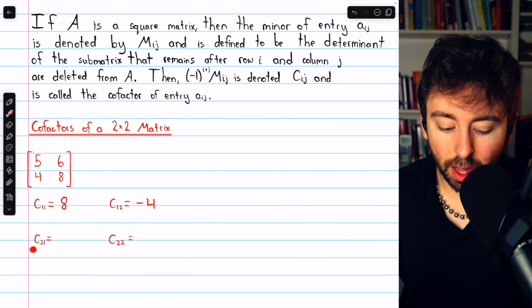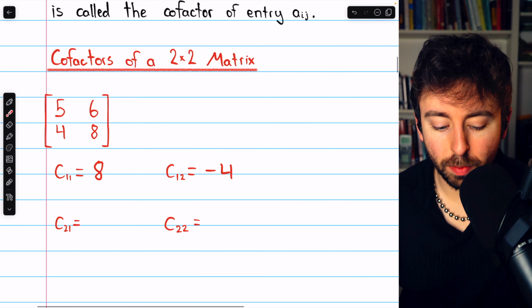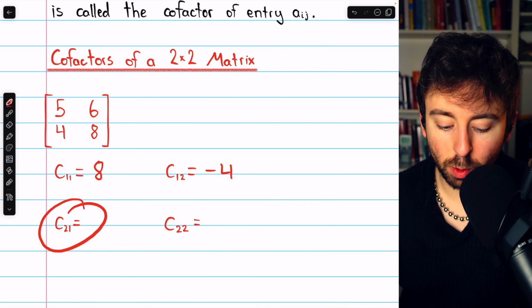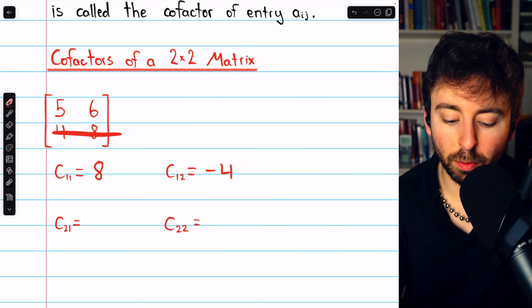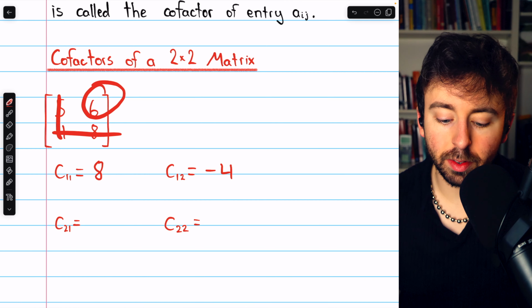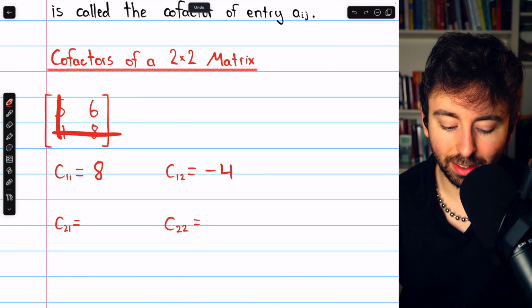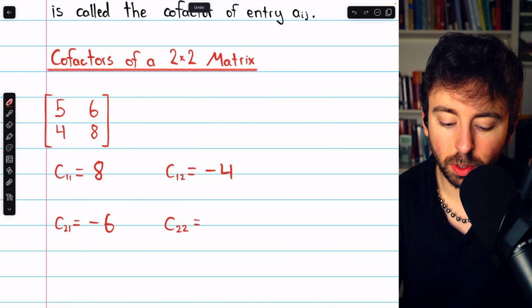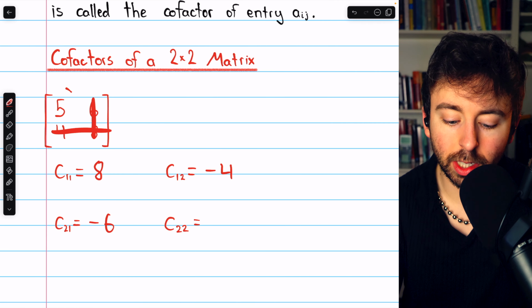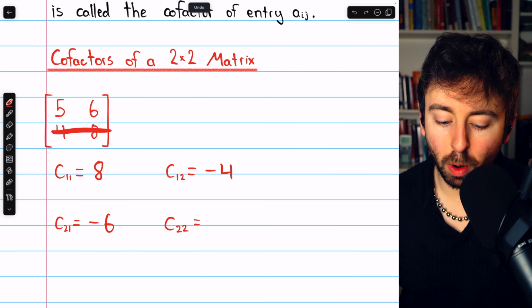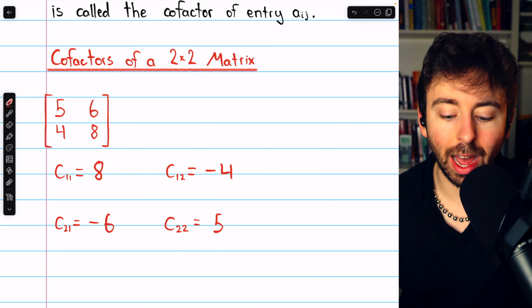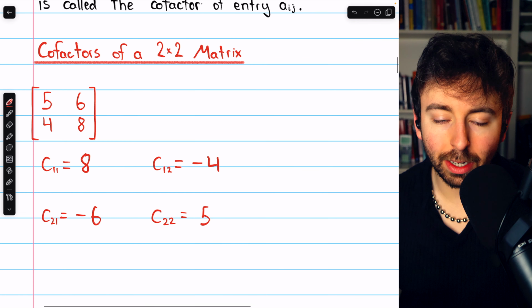Try calculating the other two cofactors of this 2 by 2 matrix. You can pause the video. I'm going to go over it now. The cofactor of row 2, column 1: we eliminate that row, eliminate that column. The determinant of the remaining submatrix is 6. The row and column have an odd sum, so it's going to be -6. And then the cofactor in row 2, column 2: eliminate the row, eliminate the column. The determinant of the remaining submatrix is 5. The row and column numbers have an even sum, 4, so there is no negative, it's just 5. Those are the cofactors of this 2 by 2 matrix.